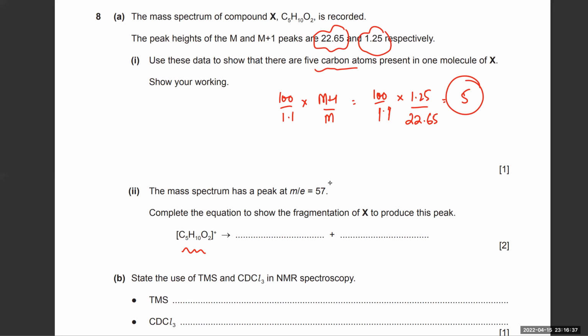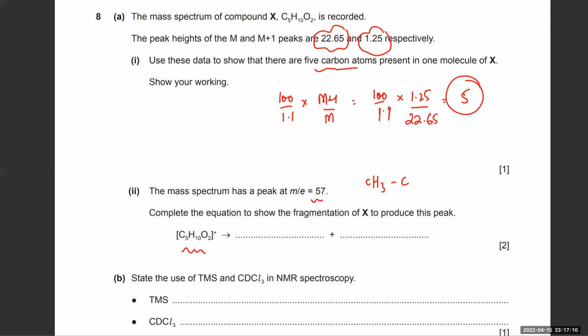You just have to make a wild guess. Let's say I start off with CH3. Maybe there's a CH3, so that's 15. Let's say there is a carbon, 15 plus 12 is 27. Let's say there's an oxygen as well. 27 plus 16 is what? 43. Come on, that's 43, right? So how can I get 57? That's the question.